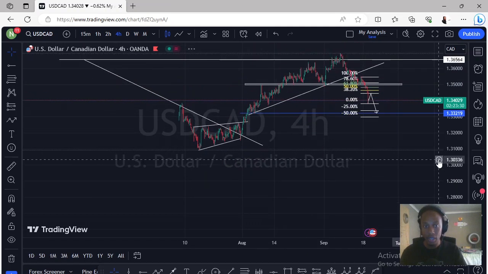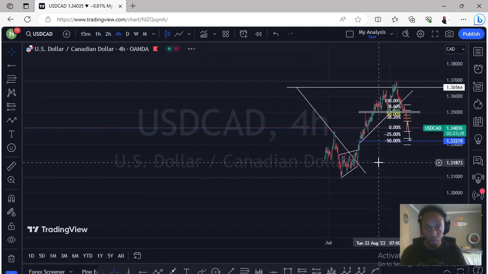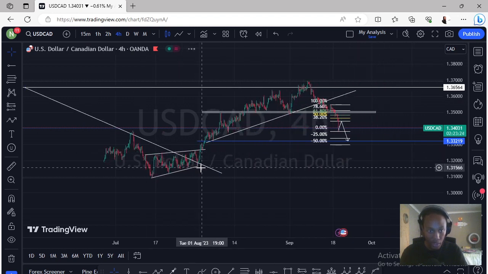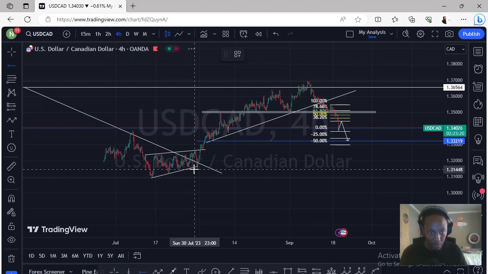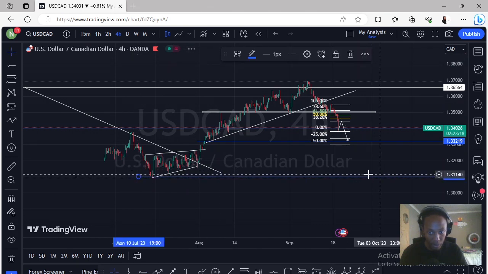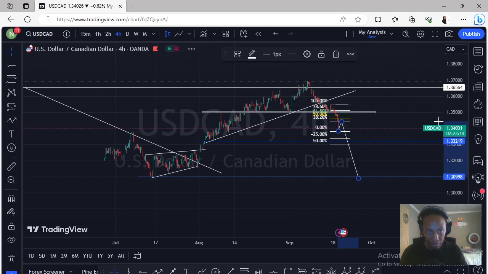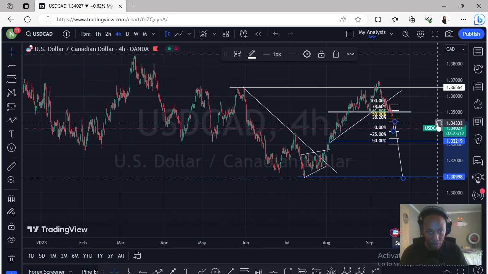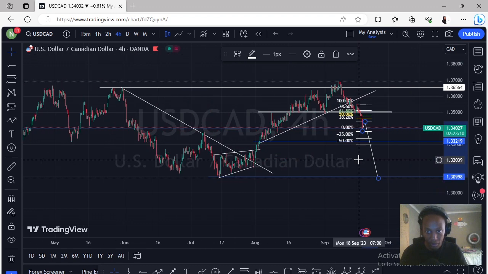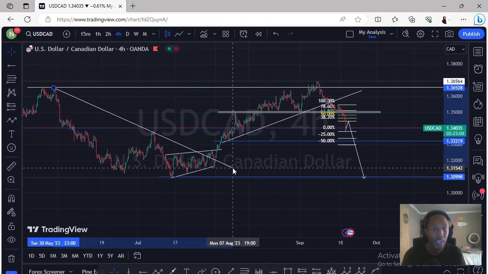It might retrace back to this area over here, to this area over here. Let me just use this one. To this area over here. It might come here. So overall, that's what we have on USD CAD.